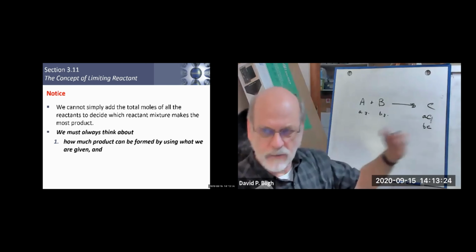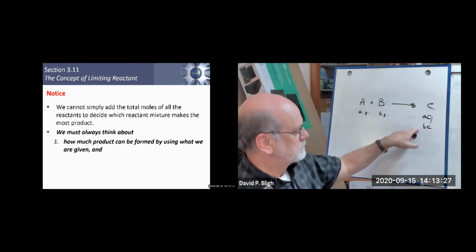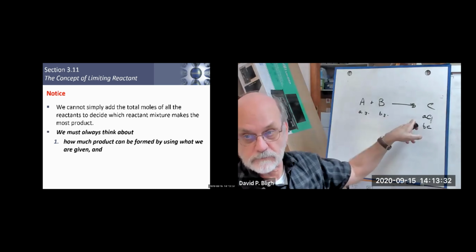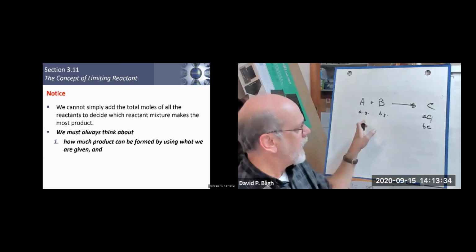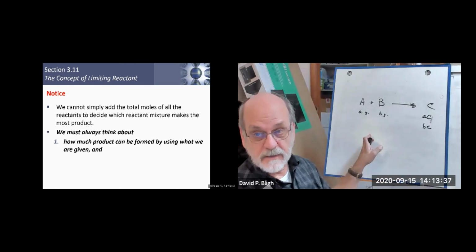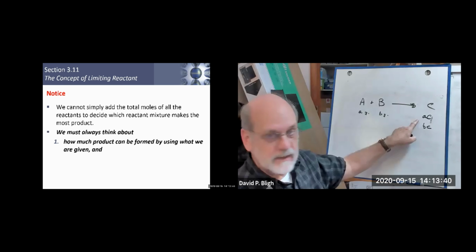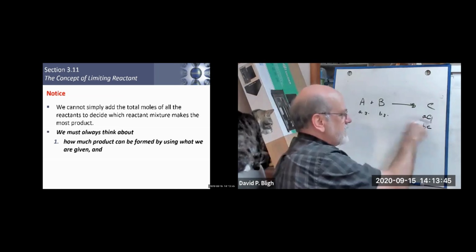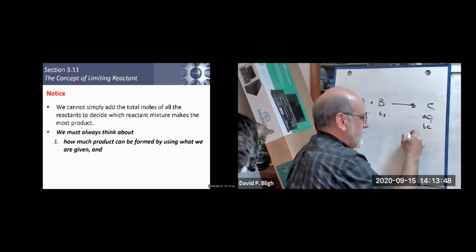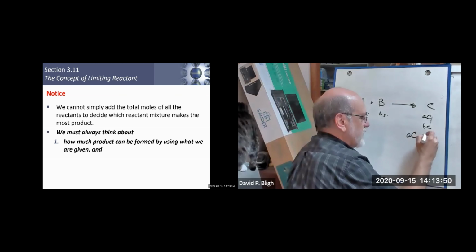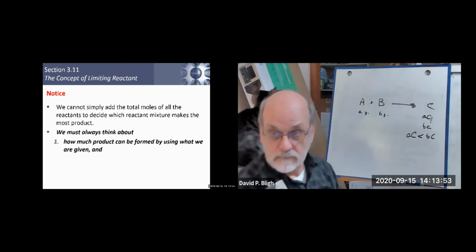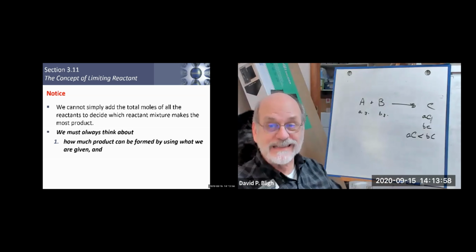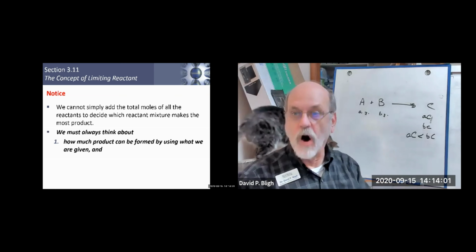Okay, so you have two amounts, right? And they won't be equal unless they're stoichiometric. If they're stoichiometric, they'll be equal. If they're not stoichiometric, then one of them is limiting, and you know which one is limiting by which one produces the least amount of product. So let's say A is limiting. AC product will be less than BC product. Okay? That's how you tell which one's limiting. Which one produces the least amount of product if all of it is reacted.